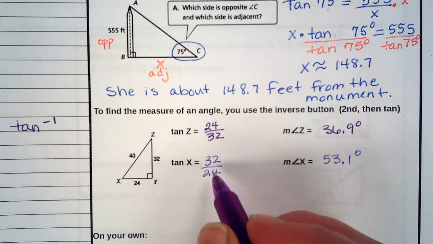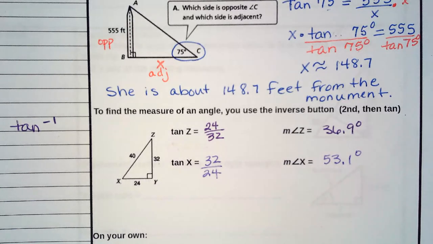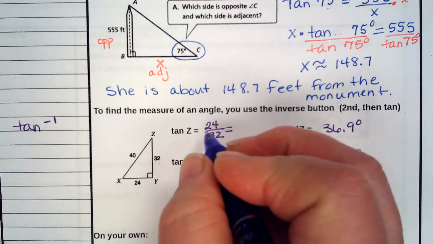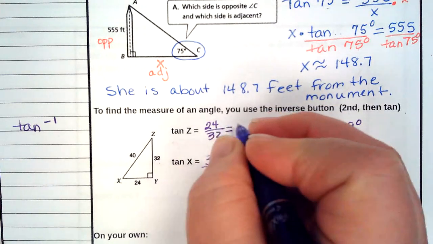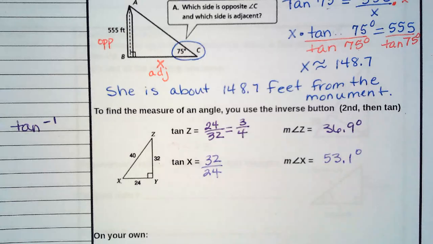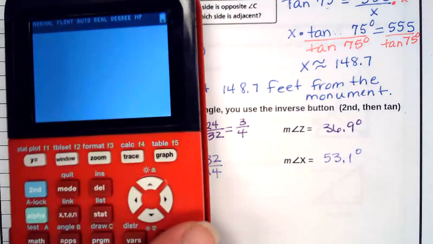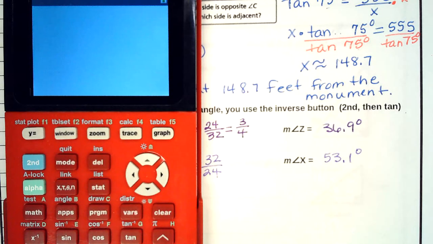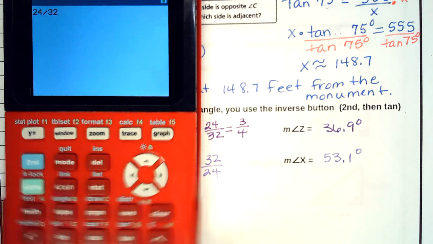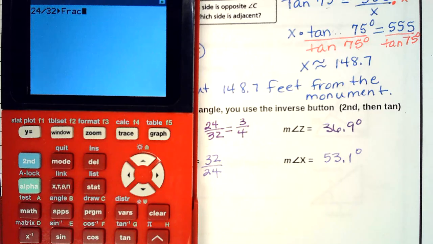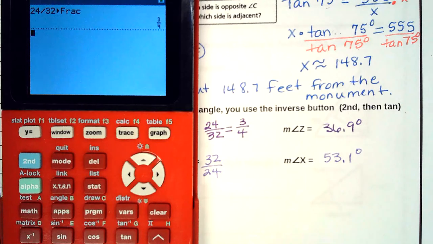If all you're doing is looking for the tangent, you have to simplify that. If I simplify 24 over 32, 8 goes into both of them. 8 goes into 24 3 times, goes into 32 4 times. Let's pretend like I have a rough time simplifying. I will type in 24 divided by 32. Then I will hit my math button. Then I will hit enter, and that tells me I'm going to have a fraction that's simplified. Enter again, and there is my 3/4 also.